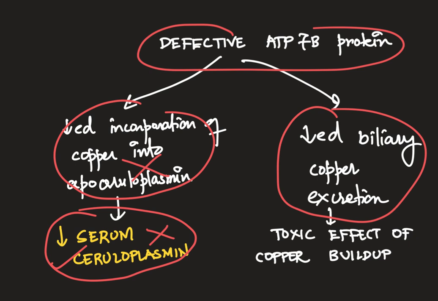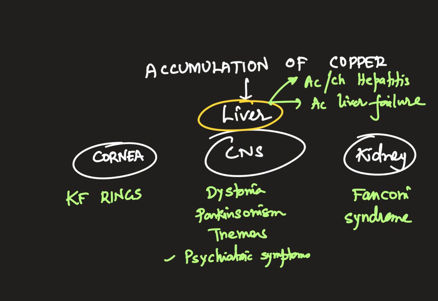The liver would show various kinds of diseases or pathology, like hepatitis and liver failure. It could also lead to cirrhosis due to this toxic effect of the copper buildup. At one point of time, this copper would spill into the rest of the body, because as the liver cells are progressively dying, the copper would ultimately spill over into the blood, and this copper is unbound because there is no ceruloplasmin to bind it.